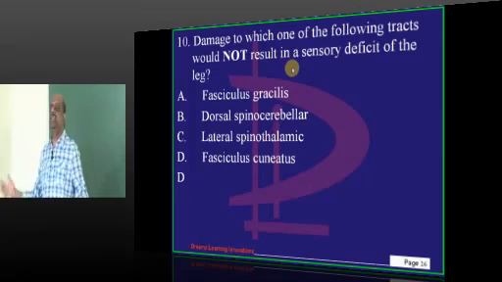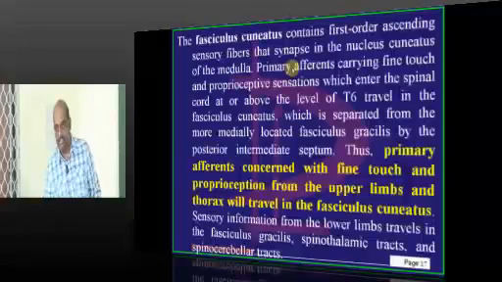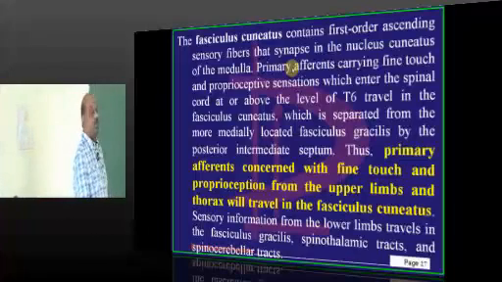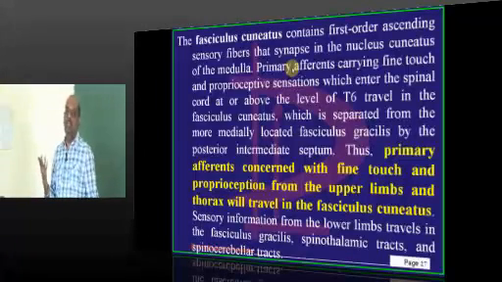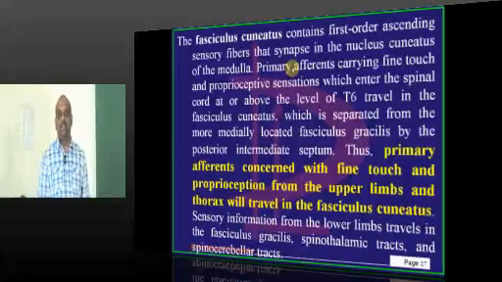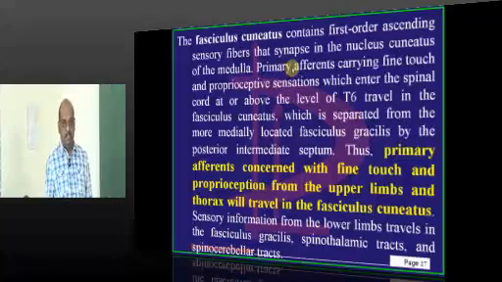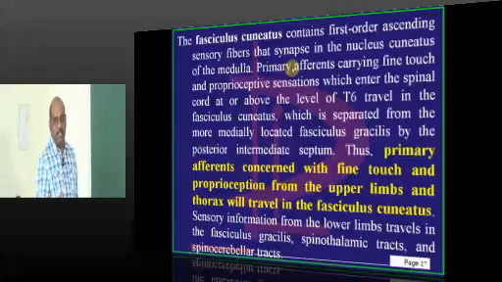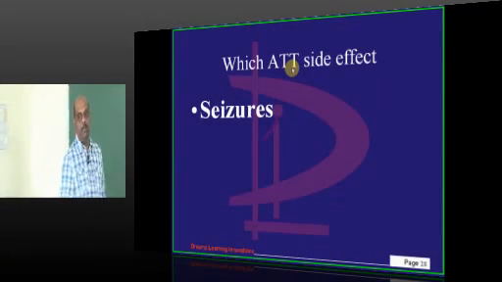Now, what are fasciculus cuneatus and gracilis? Cuneatus carries the afferents not from the lower limbs but from the upper limbs and thorax. Gracilis is the one which basically carries the lower limbs, which needs to be remembered.